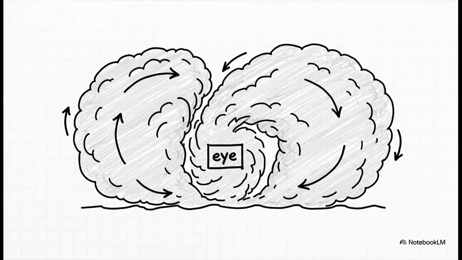This amazing image shows us a cross-section of a mature tropical cyclone. You can see it's this giant spinning engine of clouds and wind. But notice that calm spot right in the middle? That's called the eye. And that powerful wall of clouds all around it is the eye wall. Let's look a little closer at these two parts.